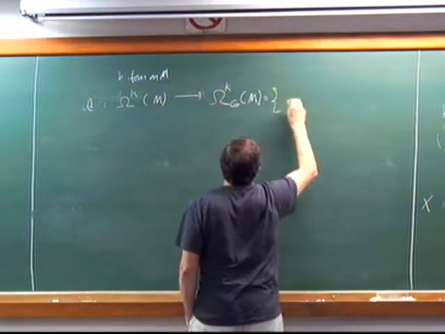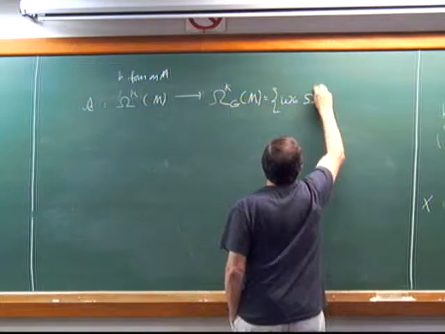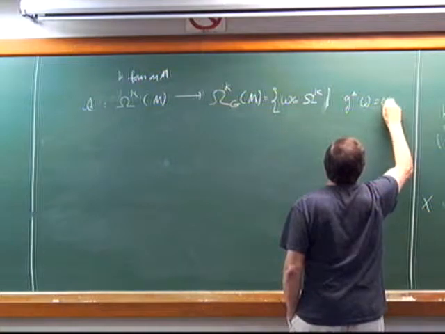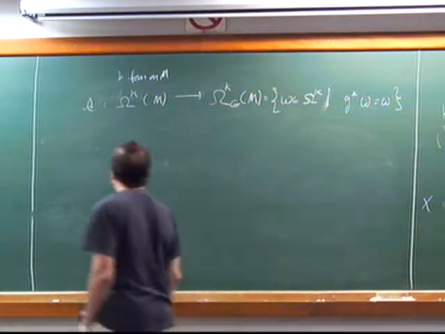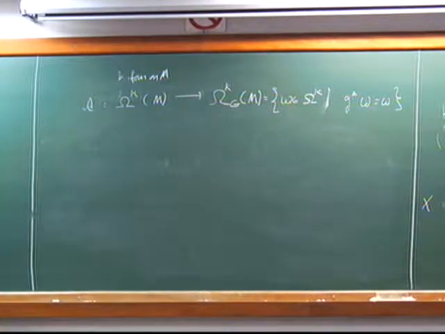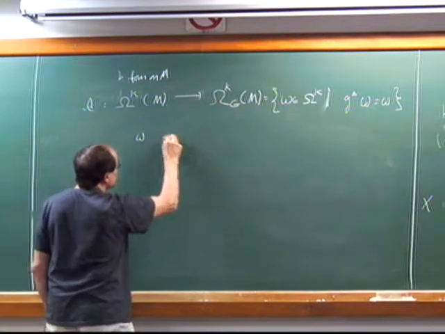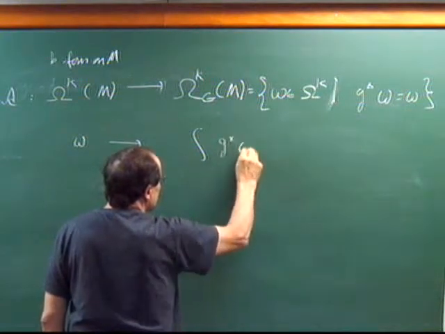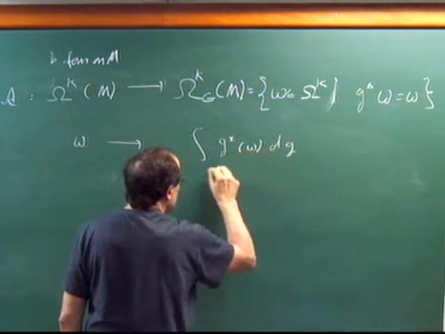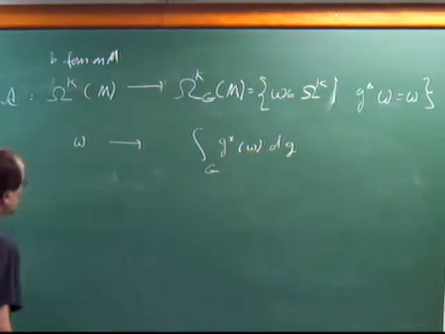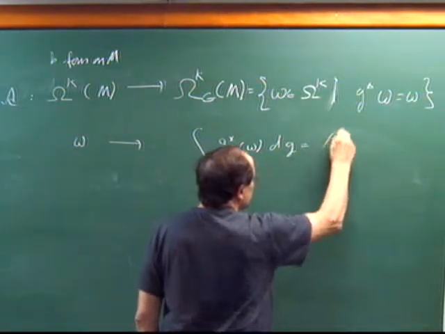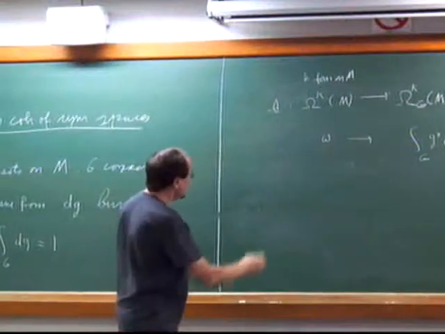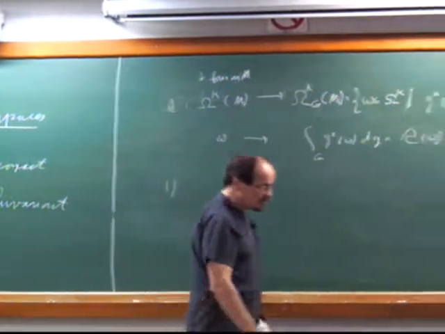So obvious definition, right? Omega is a k-form such that g star omega is equal to omega. So that's what I mean by G invariant. So it's a certain subset of forms, by just averaging. Right? So I take omega to the integral of g star omega dg over the Lie group G. And this is my definition of the averaging of omega. And this averaging procedure has several properties. Let me see in which order I want to write them.